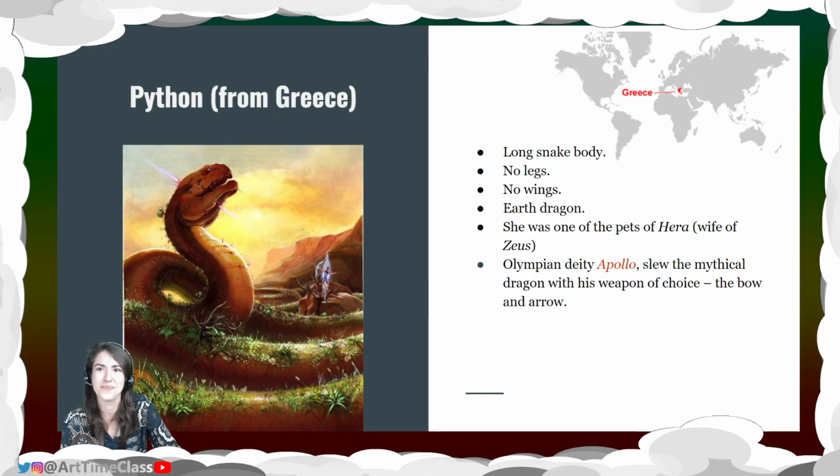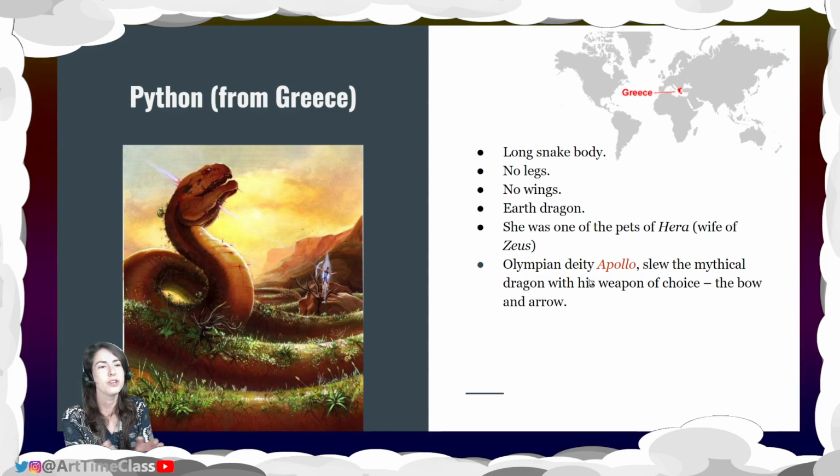That's pretty cool. Another really famous dragon, the python, is known as a giant snake or an earth dragon. It has no legs, no wings, and was said to be the pet of the wife of Zeus, Hera. And it's said the mighty Apollo was the one who slew this dragon.